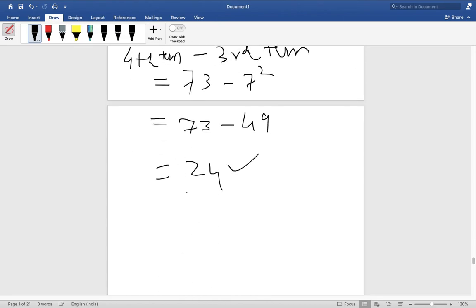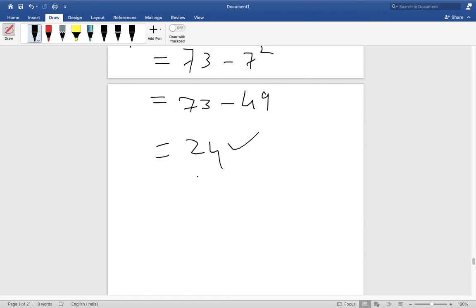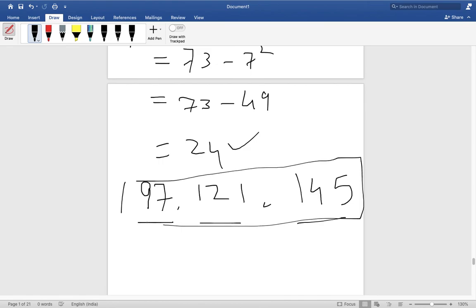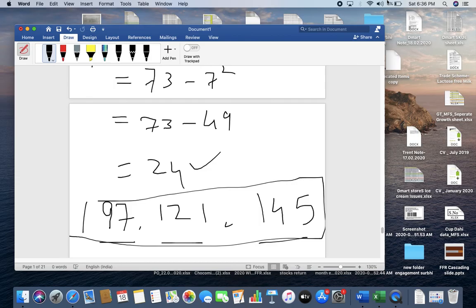So the first term is 1. The common difference is 24. So 73 plus 24 is 97. Again add 24. What will be the result? 121. Again 24, 145. So these are the next three terms of this AP. Are we done with this exercise? I think we are done with this exercise 5.1. So yeah, we're done.